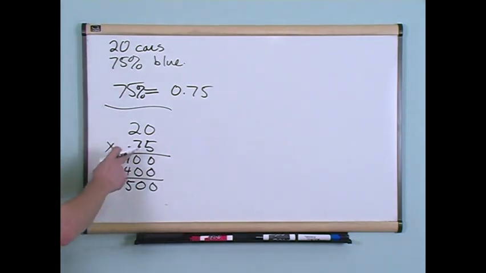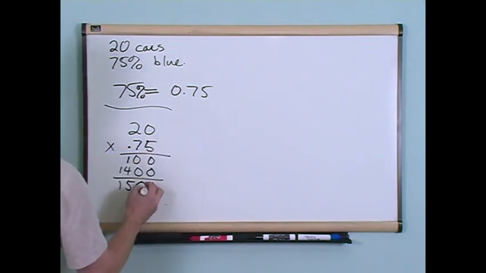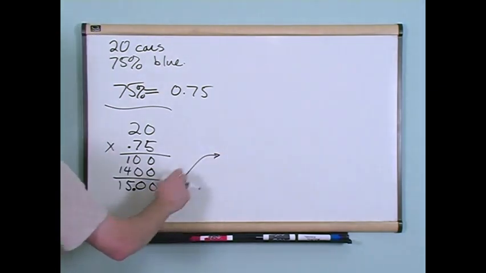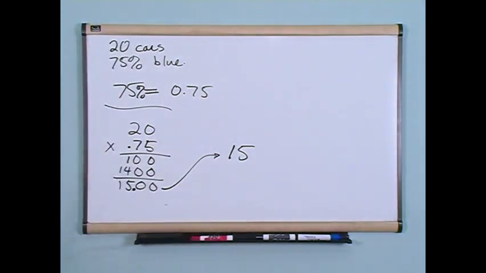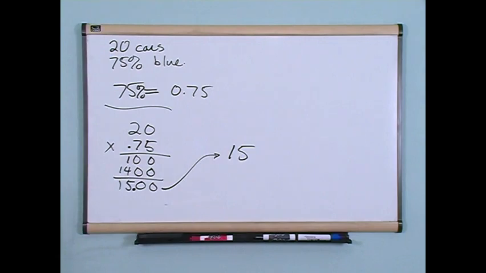And then we have 2 digits after the decimal. So we start here and we go left 1, 2. Put a decimal point here. 15.00 is the same thing as 15 cars in the parking lot are blue. And that makes sense because if 75% of them are blue, that means a majority of them are blue. Okay? And so out of 20 cars, 15 are blue. So the answer kind of makes sense. So again, you just multiply by the percentage.